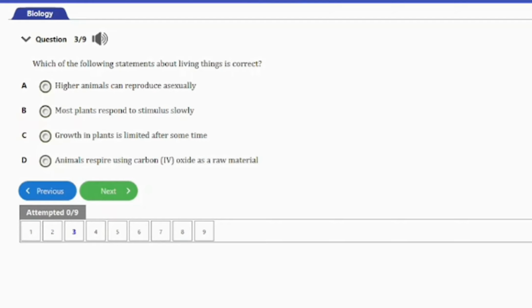And that's question number 3 here. It says, which of the following statements about living things is correct? A. Higher animals can reproduce asexually. B. Most plants respond to stimuli slowly. C. Growth in plants is limited after some time. And D. Animals respire using carbon dioxide as a raw material. So guys, the correct answer to this question is option B. Most plants respond to stimulus slowly. So let's go ahead and consider the next question.